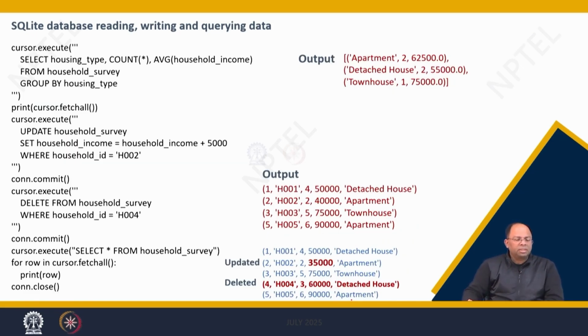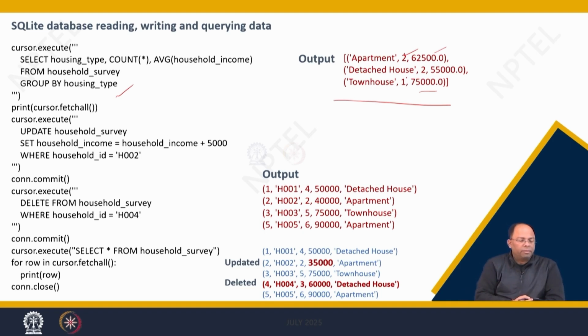Then cursor.execute, select housing type, comma, count star, average household income from household survey, group by housing type. So here we are aggregating, and like normal standard SQL statements we can do that. And here you can see the output, for each housing type I am counting how many of those are there. There are 2 of this housing type, and then we are averaging the household income for each housing group. So we can see that people living in townhouses are rich. People living in detached houses are relatively poor compared to the people living in apartments.